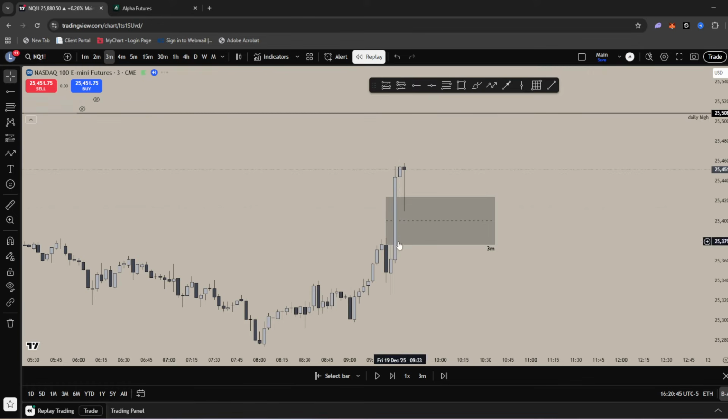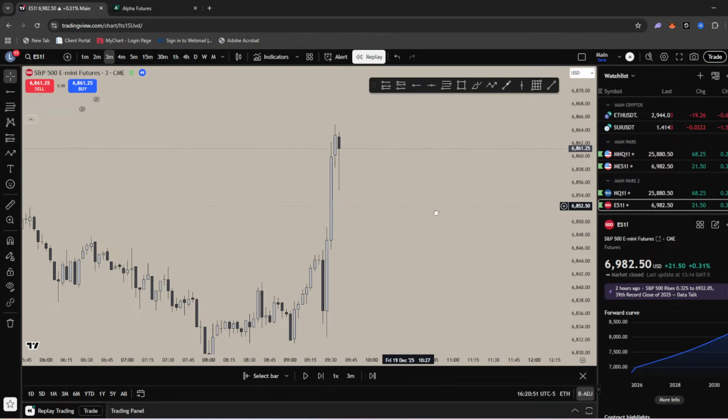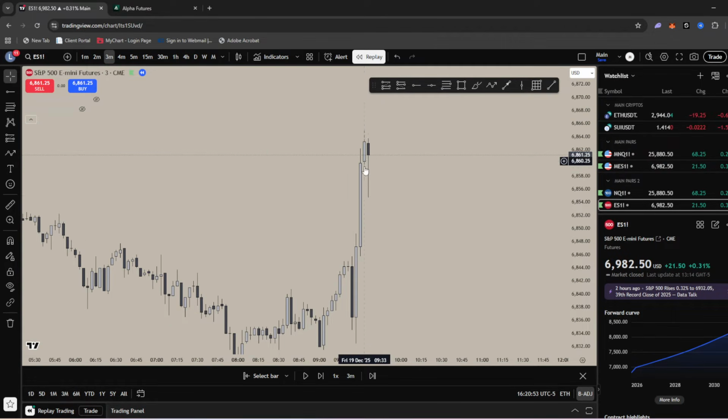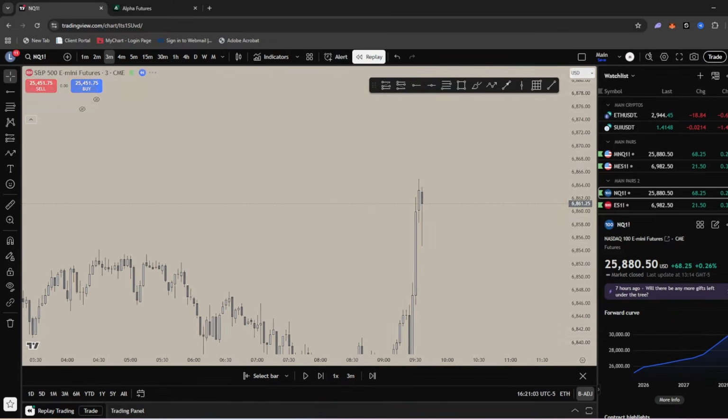We're coming into a continuation confluence, which is this 3-minute bullish FVG. So I'm going to look at ES now and see what ES is doing. And as you can see, ES is doing the exact same thing. It wicked into this 3-minute bullish FVG, and it's showing that it wants to likely continue up. We got nice displacement, retrace. We're looking at a continuation to the next draw on liquidity.